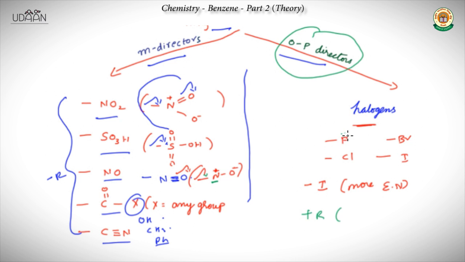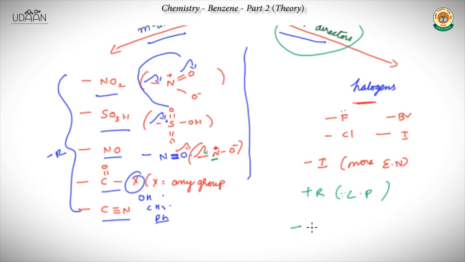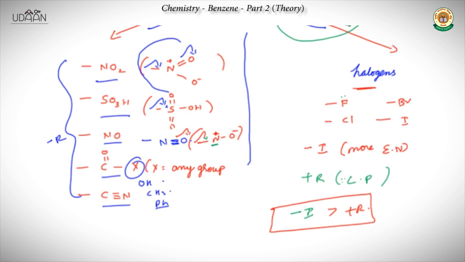Since they have lone pairs of electrons, they show donating capacity of the lone pairs. But the -I for halogens is greater than +R. This is where you have to understand. I'll tell you the reason for this.